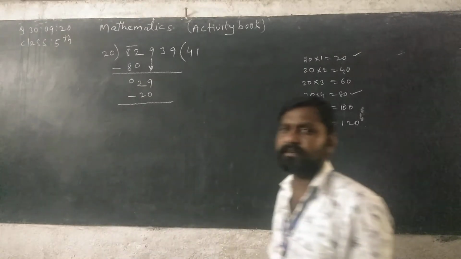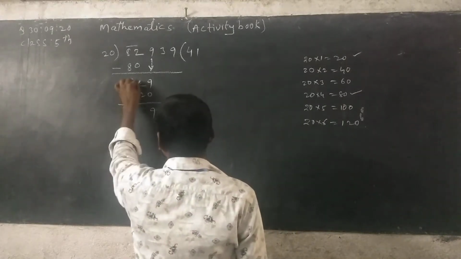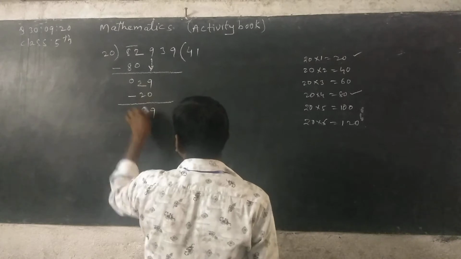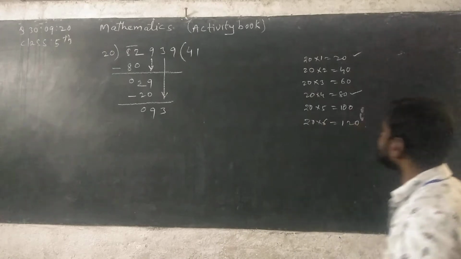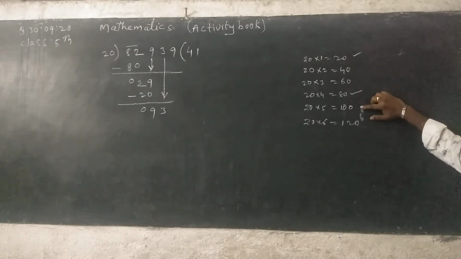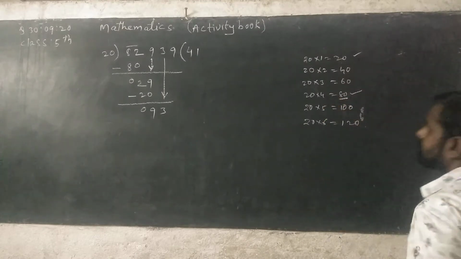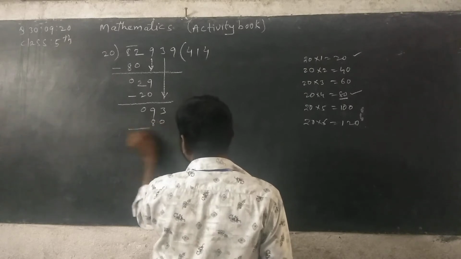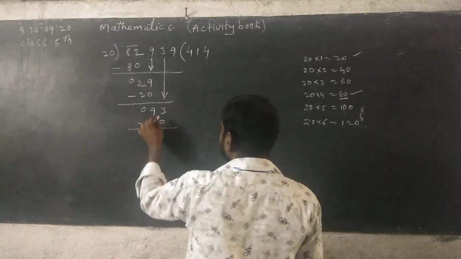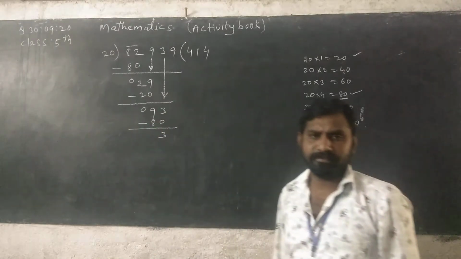First we subtract the first place digit. 9 minus 0, 9. 2 minus 2, 0. So 9 is less than 20. Now bring down 3 to the remainder. 93. See where it is possible. 20 fives is 100, and 100 is more than 93. Then we take 20 fours is 80 once again. Then 3 minus 0, 3. When 0 is subtracted from any number, you get the same number.